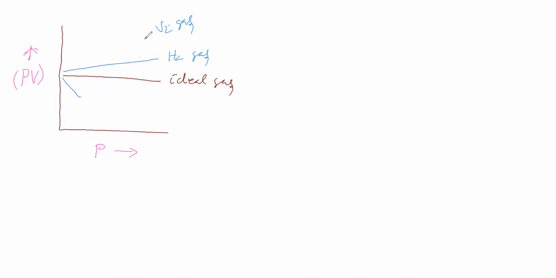But if you see helium gas, it shows a deviation in only one way. What about nitrogen gas? Let us see in what way nitrogen gas shows a deviation.